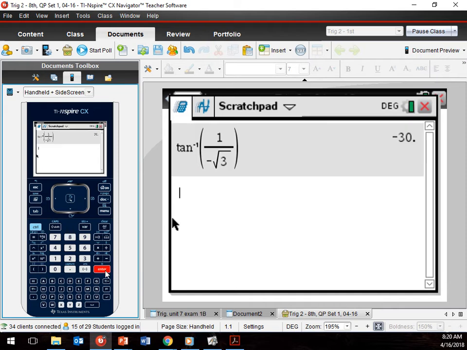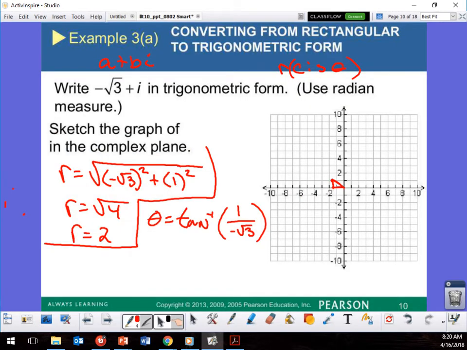Like this, right? So I get negative 30, right? Yeah. But is that in the right place? What do you mean? Well, think about my unit circle. Where is it supposed to be? Oh, it's supposed to be on the other side. Isn't negative 30 down here somewhere? Negative 30 is in quadrant 4, right?